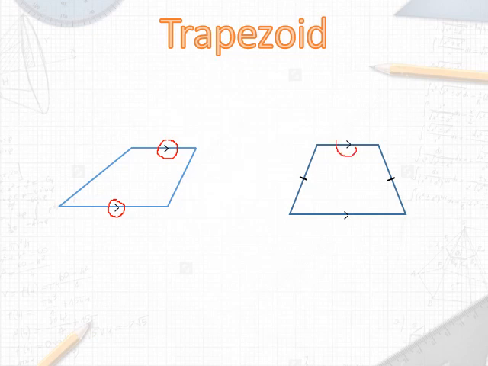So you'll see in both figures, we've got pairs of parallel lines. The one on the left is just a generic trapezoid. The one on the right is an isosceles trapezoid.